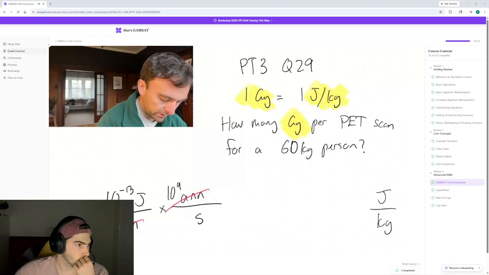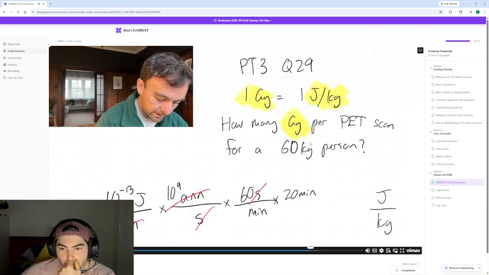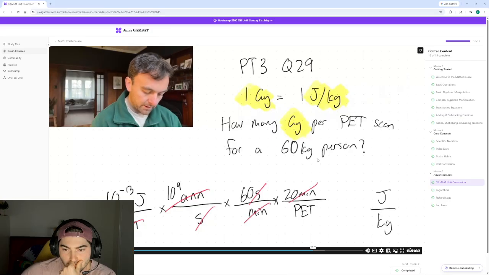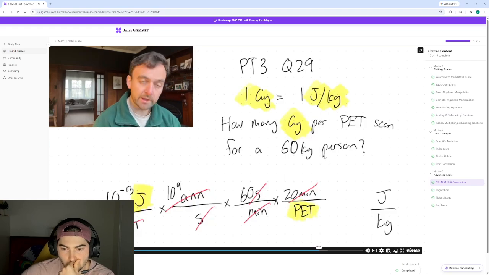And then just keep going, just follow your nose, and we can say there's 60 seconds per minute. So that cancels off my seconds unit. And then we're getting another dimensionless unit here, because to cancel off the minutes, we can see that there's 20 minutes per PET scan, right? And then we can look at that and say, okay, what have we got? Well, we've got how many joules there are per PET scan, and we need joules per kilogram.